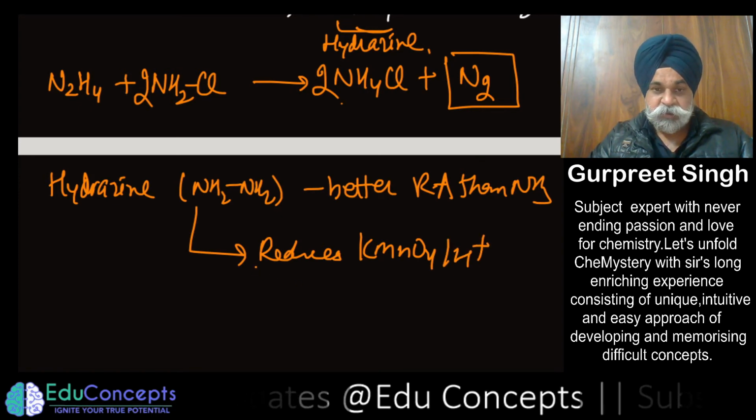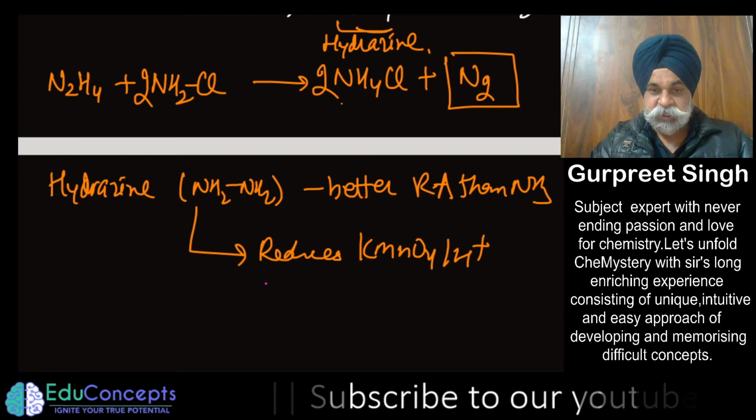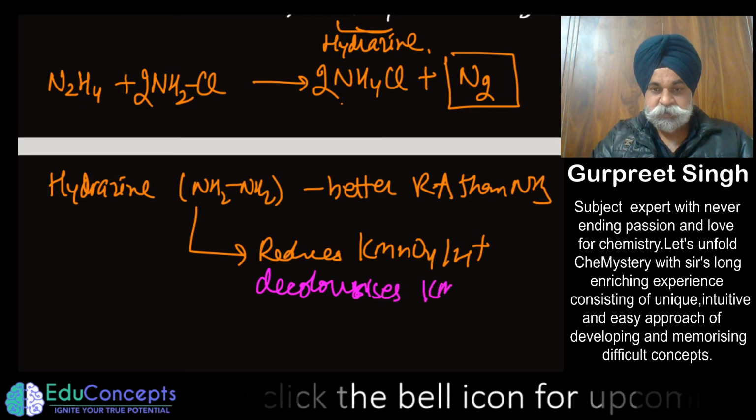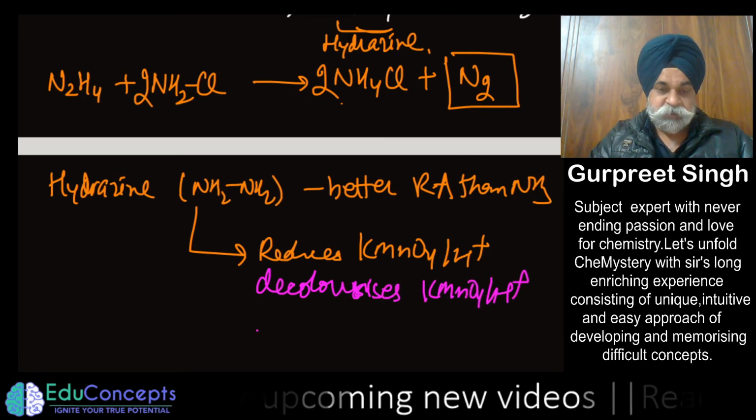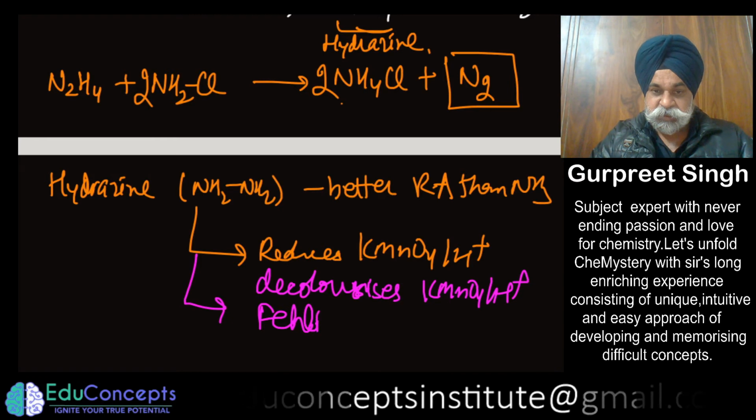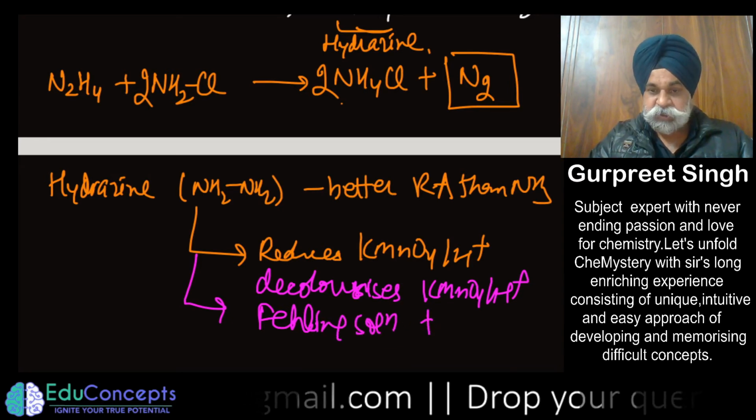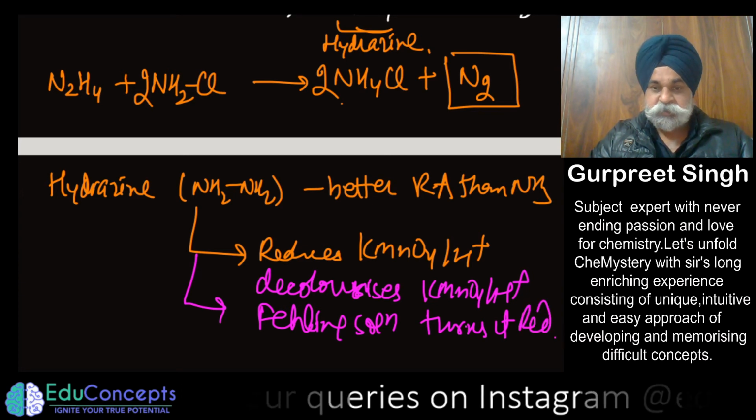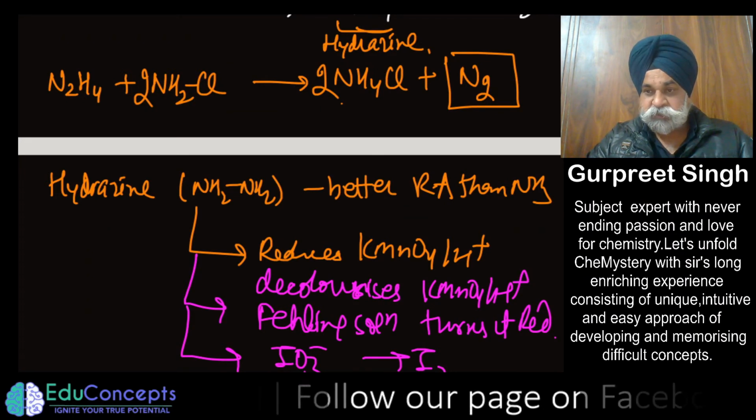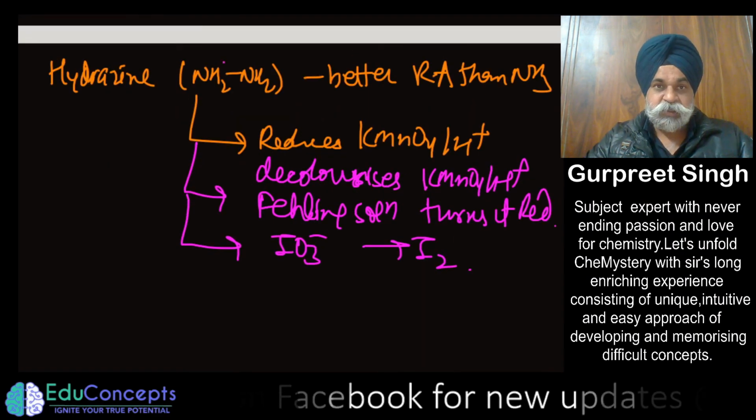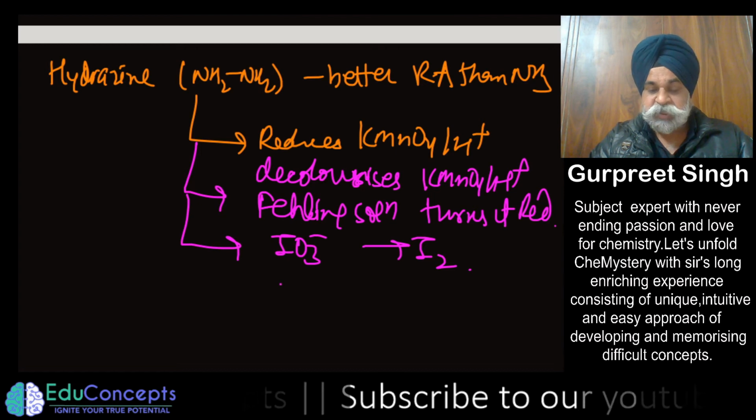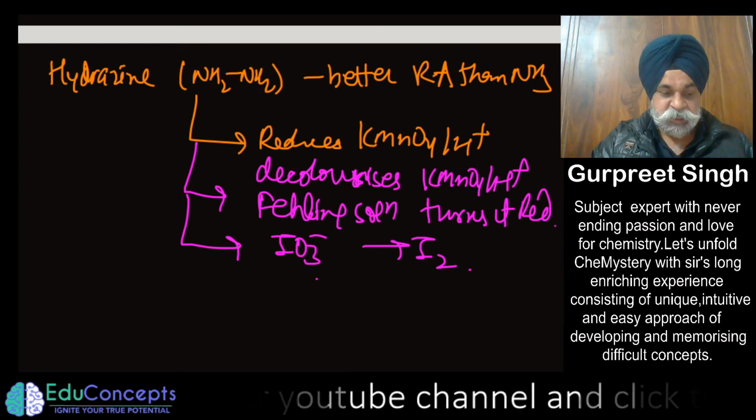It reduces KMnO4. How do you get to know it? I mean to say that it decolorizes KMnO4. It also gives the Fehling solution test. It turns Fehling solution red, and it can take iodate to iodine. So this also is quite an important one, or you may consider these as cases where it is acting as a reducing agent, that it reduces the other thing.